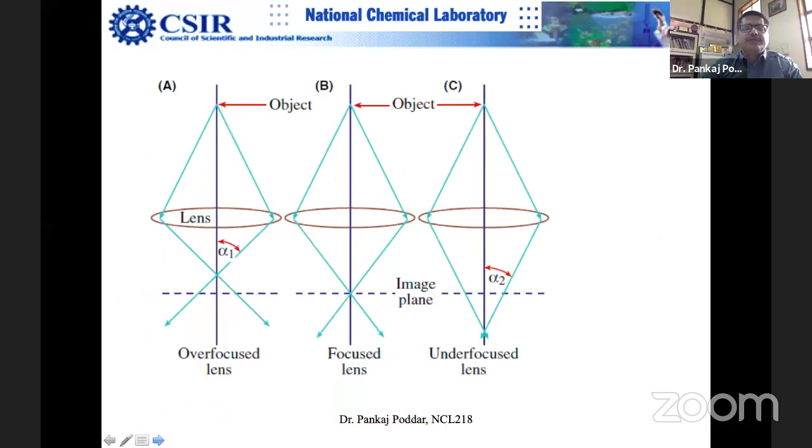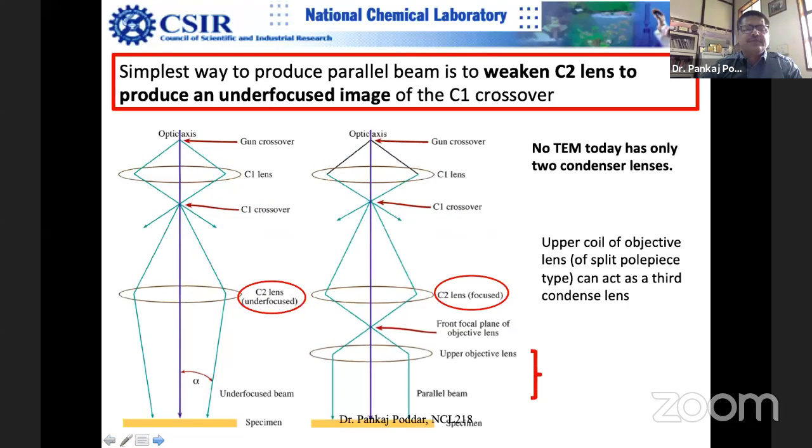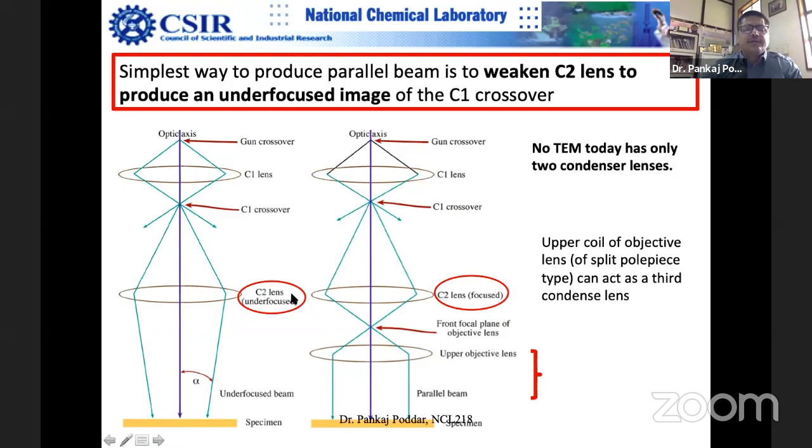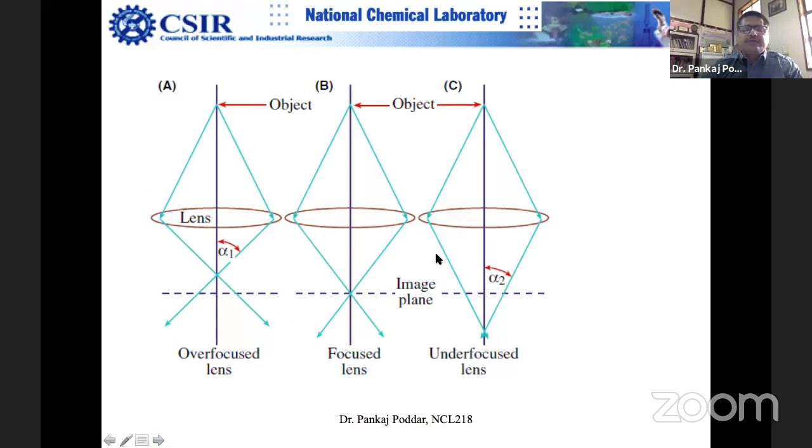So let us move to the next topic. I think you remember this slide. There is no specific purpose of keeping this slide, but sometimes students get confused about what you mean by under focused, over focused. So just to refresh the memories, I put this schematic which we have already investigated in previous lectures. Over focus means this lens is stronger and this angle is more, and you're focusing here. This is perfectly focused. This is under focus.